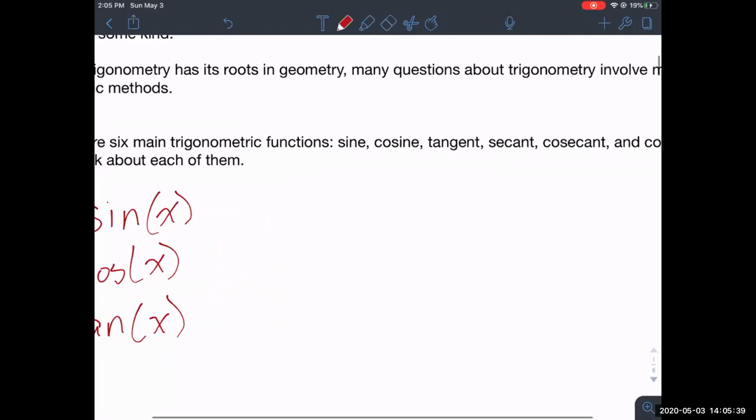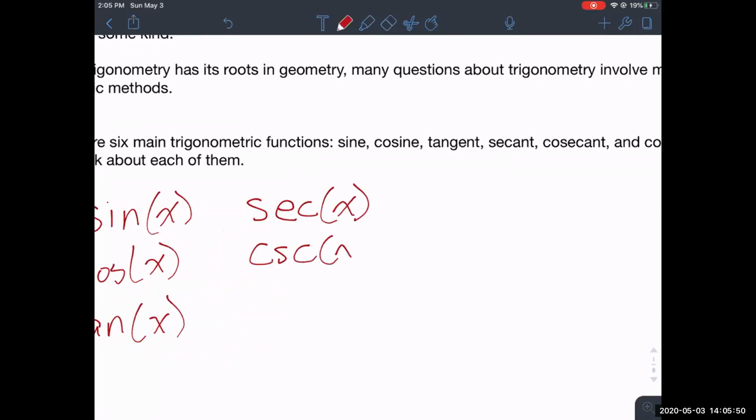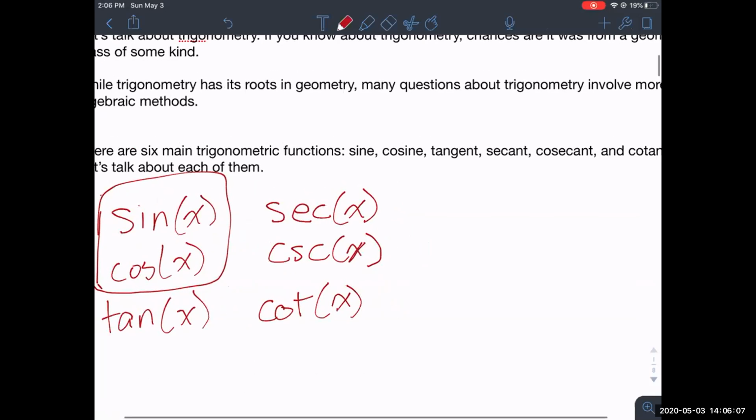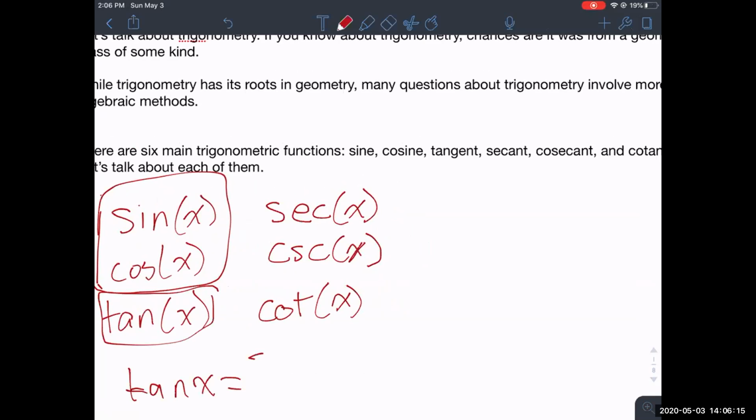You have secant, and then cosecant, and then cotangent. The two big ones here are sine and cosine. You can get everything else with these two, but these are the really, really big ones that you have to keep in mind. And tangent x is equal to sine x over cosine x.